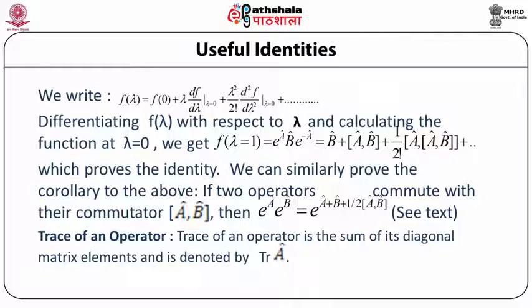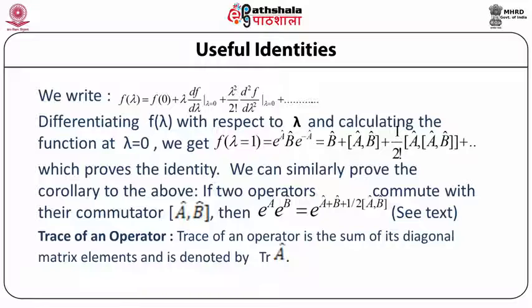Now similarly, we can also prove the corollary for the above relation. That is, if we have two operators A and B which commute with each other and also with their commutator, that is, operators A and B commute with their commutator, then e to the power operator A times e to the power operator B is equal to e to the power operator A plus operator B plus 1/2 times the commutator of operator A with operator B. The students are advised to work this out and see whether this identity can be proved.